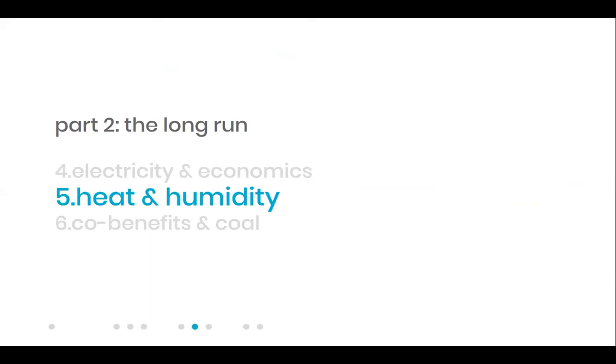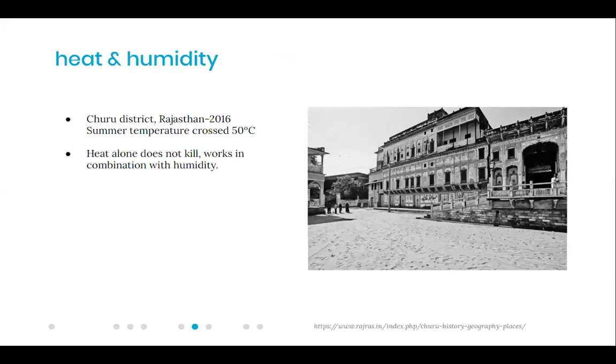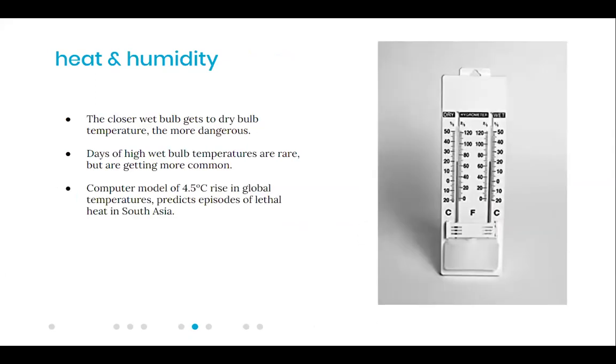So next he talks about heat and humidity. And he gives us this example of when he was in the Churu district in Rajasthan, 2016, where the summer temperature had crossed a record high of 50 degrees centigrade. And he expected to see some consequences of this while he was visiting, but there were no clear differences in the way life is going on. So he realized that heat alone does not kill, but it works in combination with humidity.